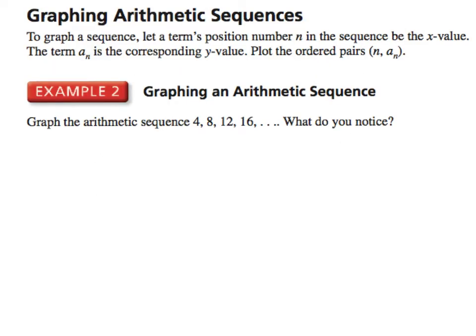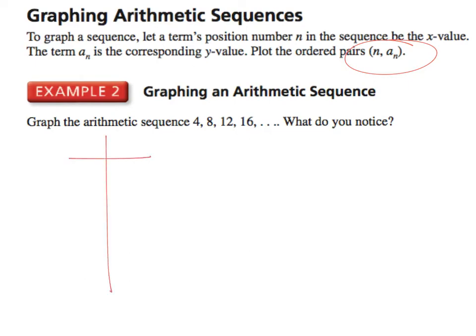Now the next thing we're going to go over is to graph the arithmetic sequence. To graph a sequence, you're going to let the term's position number n in the sequence be the x value. The term a sub n would be the y value. So the x, this is important. If you plug in 1, that means the number in the first position. If you plug in 2, that's the number in the second position. A sub n is the actual number in that position. So the ordered pair is n, a sub n.